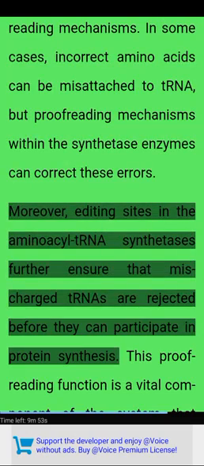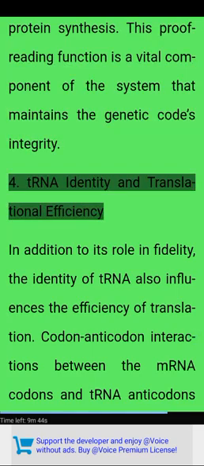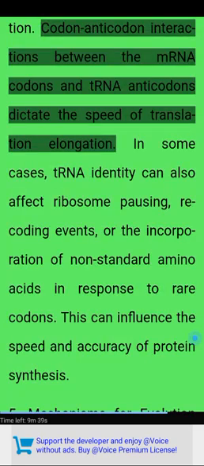Moreover, editing sites in the aminoacyl tRNA synthetases further ensure that mischarged tRNAs are rejected before they can participate in protein synthesis. This proofreading function is a vital component of the system that maintains the genetic code's integrity. 4. tRNA identity and translational efficiency. In addition to its role in fidelity, the identity of tRNA also influences the efficiency of translation. Codon-anticodon interactions between the mRNA codons and tRNA anticodons dictate the speed of translation elongation.